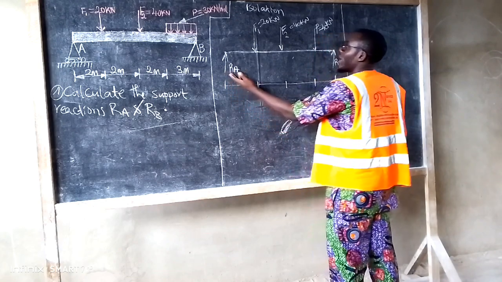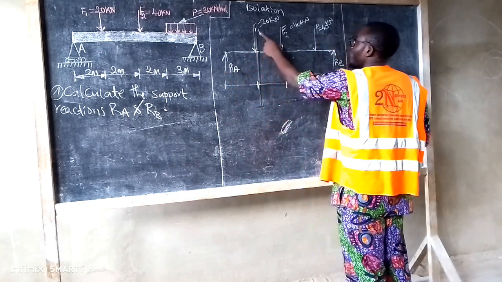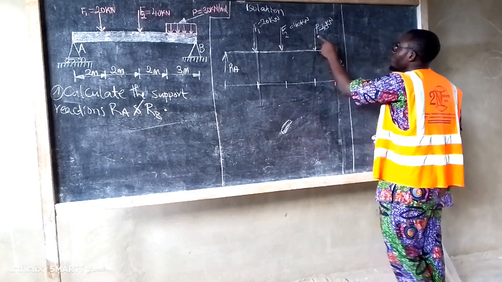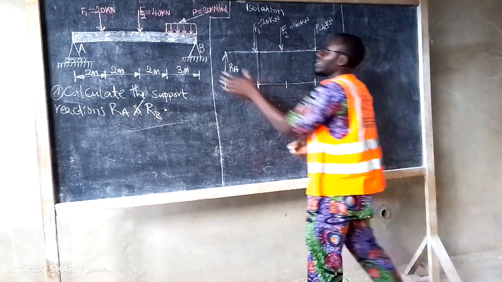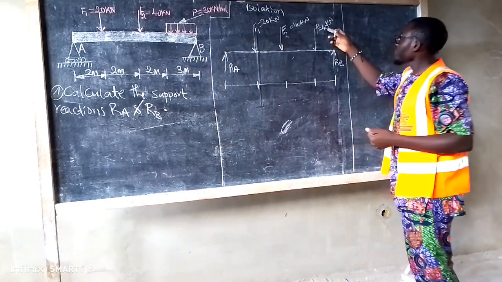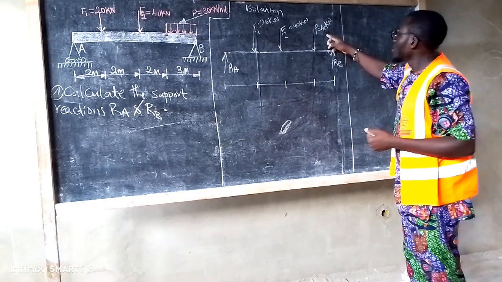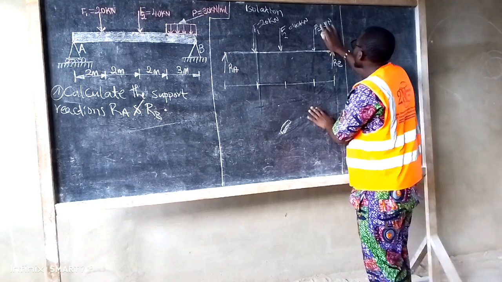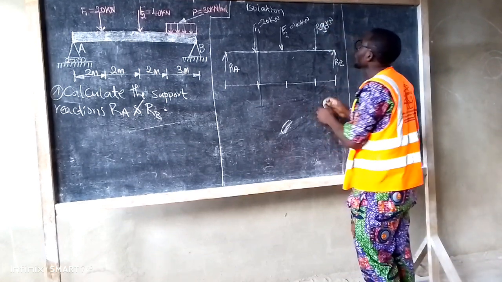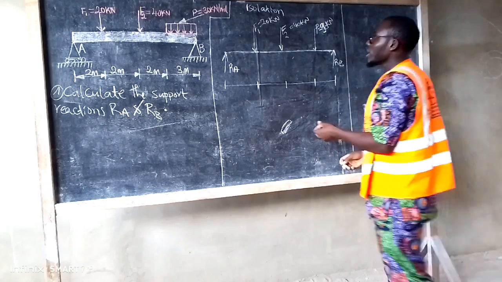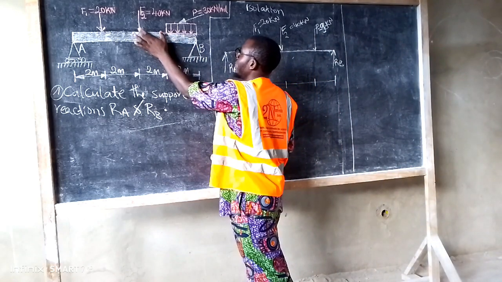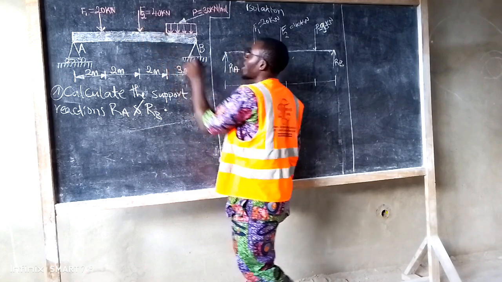So guys, here we have our RA. We have the force F1 equal to 20 kN. We have F2 equal to 40 kN. We have P. We have now converted this uniformly distributed load to a point load. It is 90 kN. So we have 90 kN. Don't forget there's a space between F2 and the beginning of this uniform load.